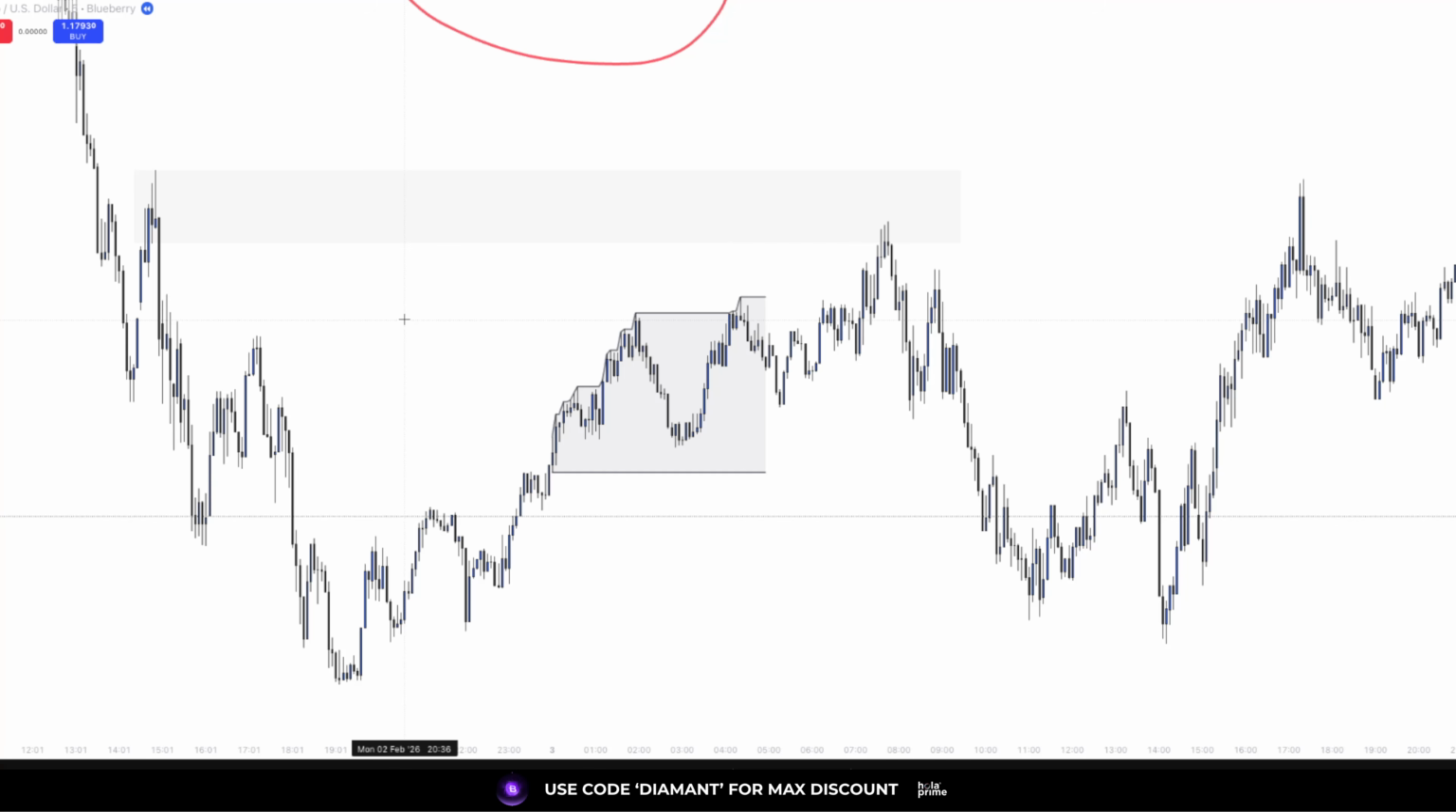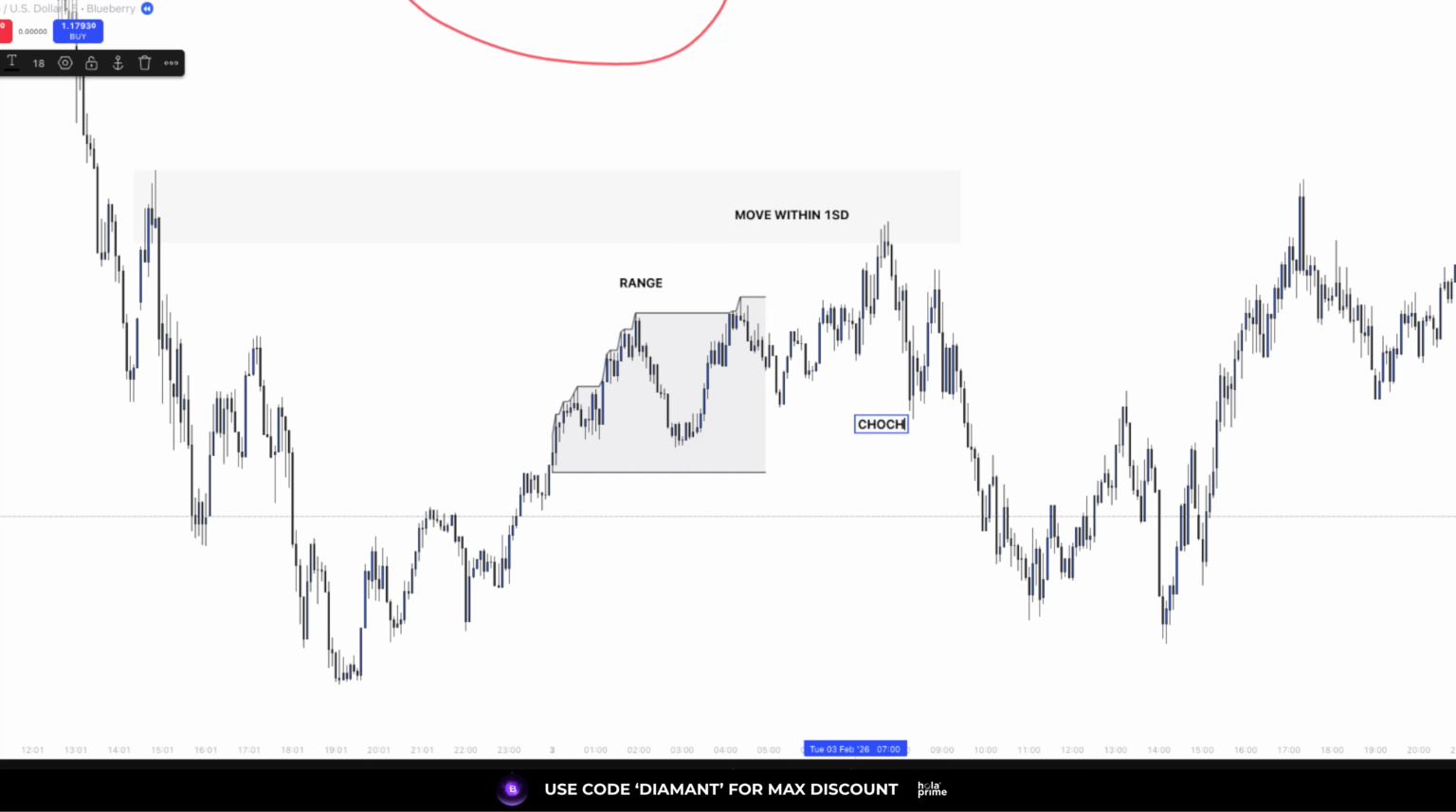Now, one thing I must note, the particular supply zones and demand zones, they're not the most essential part of this strategy. What is the most essential part is number one, the range. Number two, the move within one standard deviation.